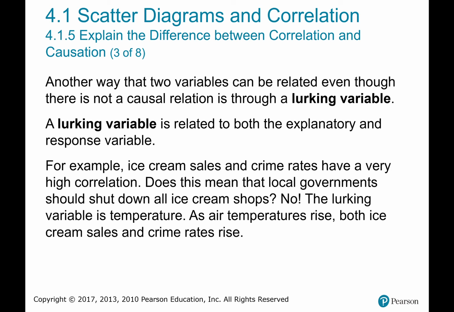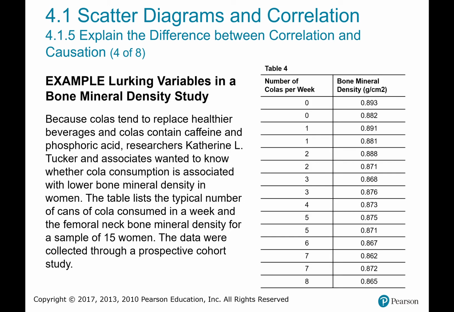Another way that two variables can be related even though they're not causal is through a lurking variable. A lurking variable is related to both the explanatory and response variables. For example, ice cream sales and crime rates have very high correlation. Does this mean that local governments should shut down ice cream shops? No, the lurking variable is temperature. As air temperature rises, both ice cream sales and crime rates rise. So they're more likely to rob you during the summer.